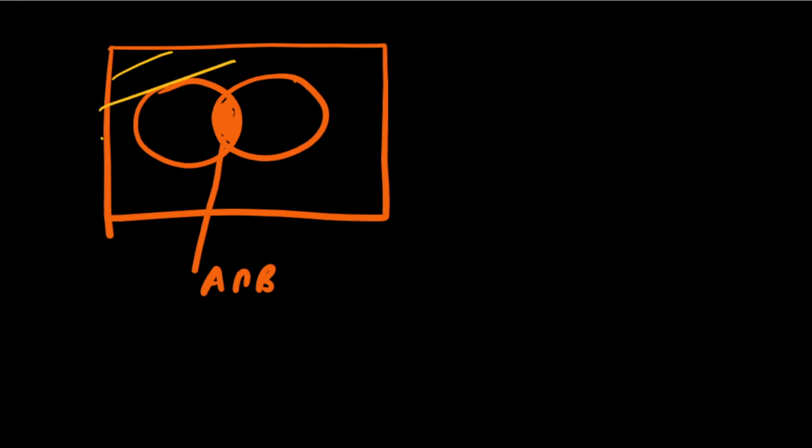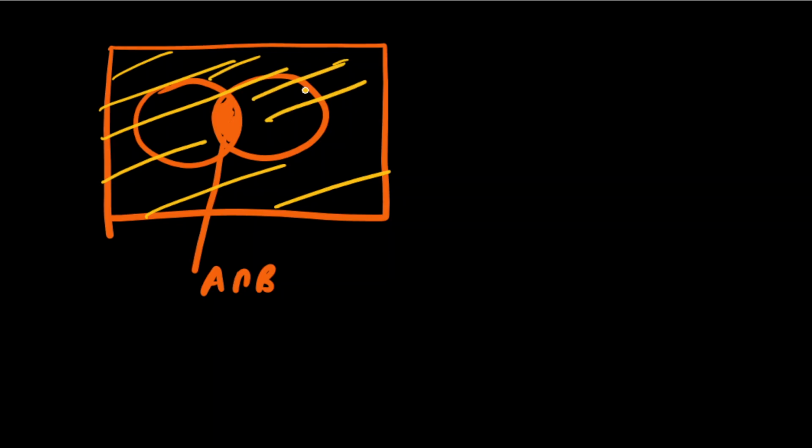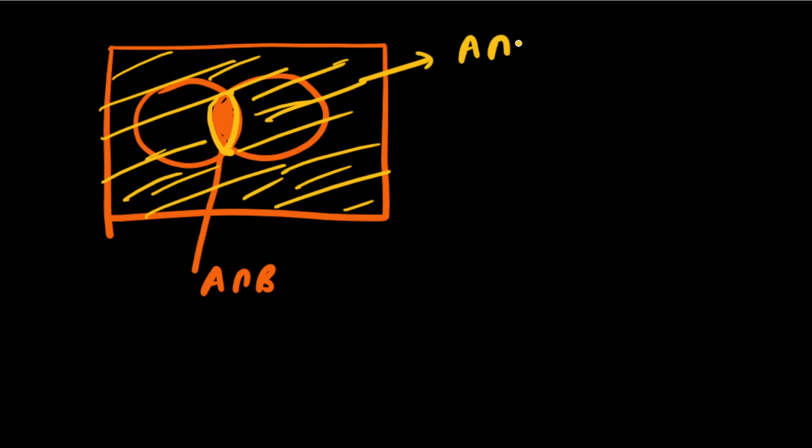So here in this part, which I am shading with yellow color. See, other than this intersection, like this part, everything is included in A intersection B's complement.